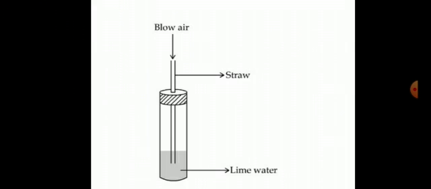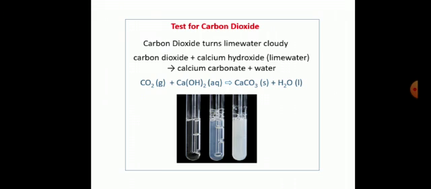Lime water is taken into a test tube and air is blown into that with the help of a straw, and lime water turns milky. It is due to carbon dioxide gas. Carbon dioxide turns lime water cloudy or milky. Carbon dioxide plus calcium hydroxide, that is also called lime water, gives calcium carbonate plus water. If you know the chemical formulae of reactants and products, then the chemical equation can be framed. CO2 plus Ca(OH)2 gives CaCO3, calcium carbonate, and water is formed.